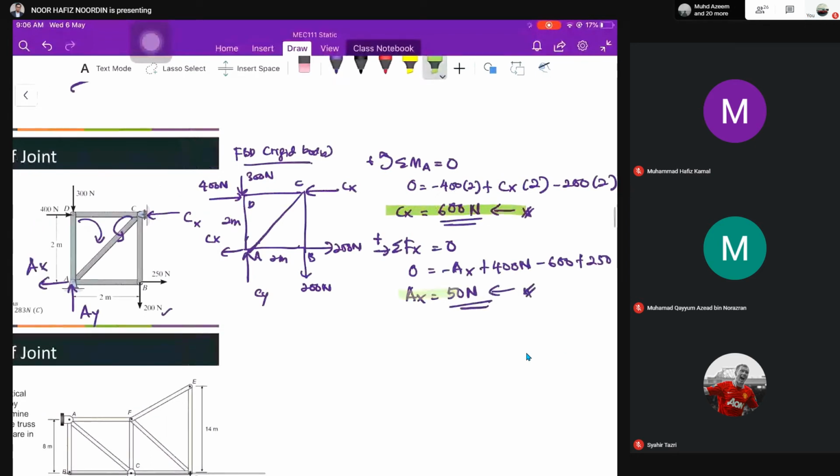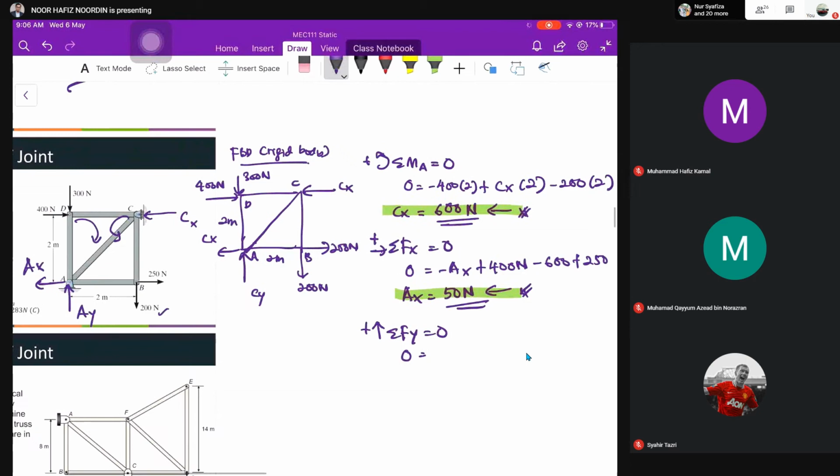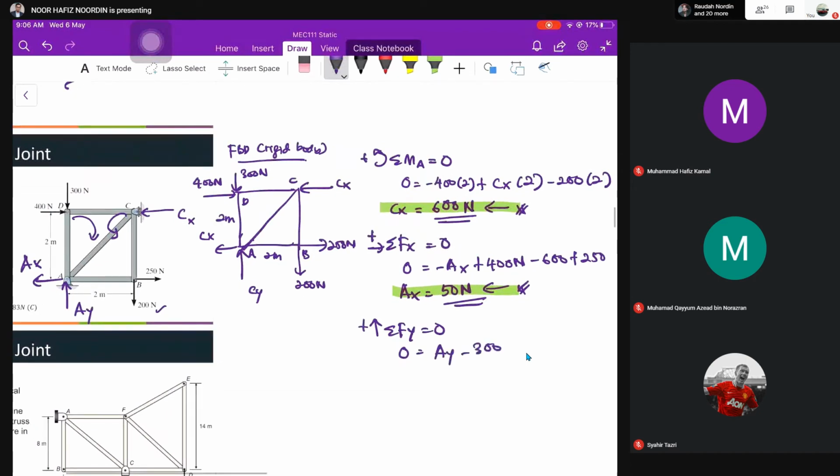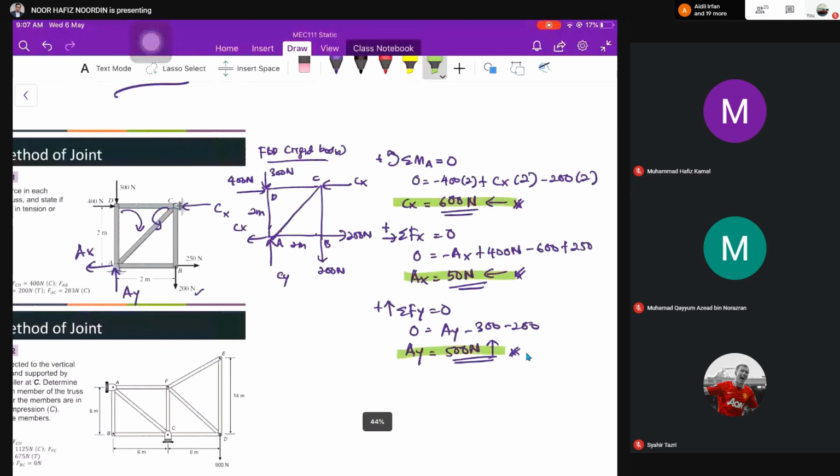Alright, so that is the second reaction force at point A. And then the last one, we solve for Fy equal to 0. Upward is positive. We have Ay minus 300 minus 200. So Ay equal to 500 Newton. So positive value again; we assumed upward, which means our assumption is correct, it is upward. So done for the free body diagram of the rigid body.